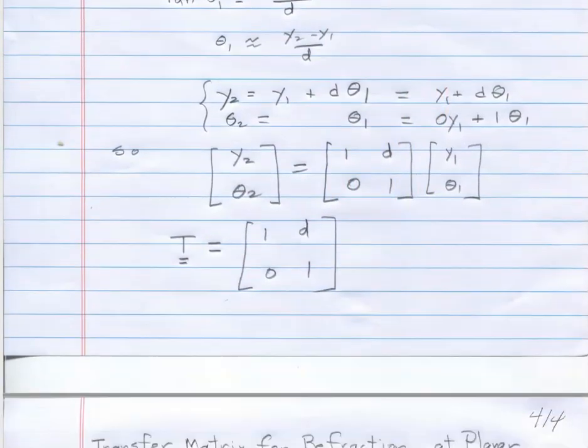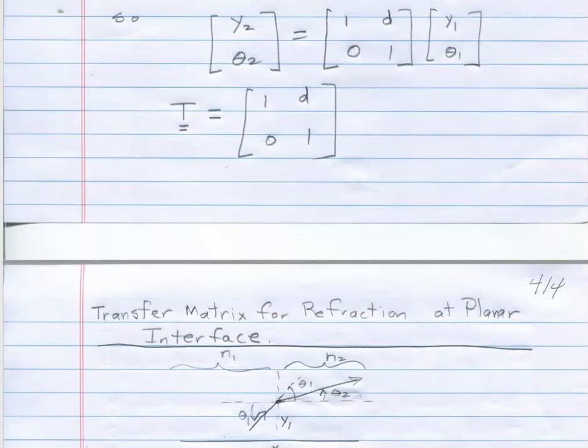And so we get the translation matrix, which is just free space propagation over a distance d along the optical axis, characterized by this matrix here. So a pretty simple case.